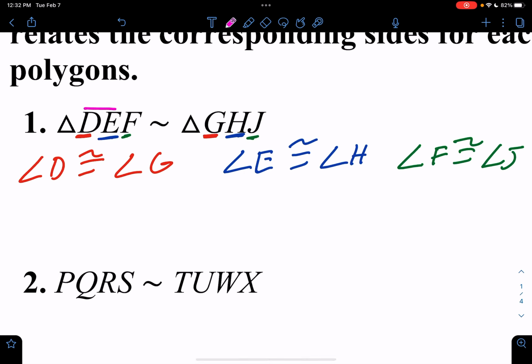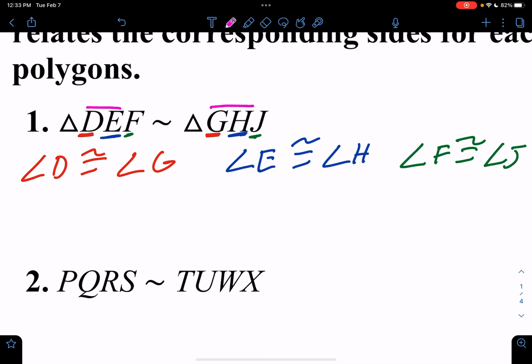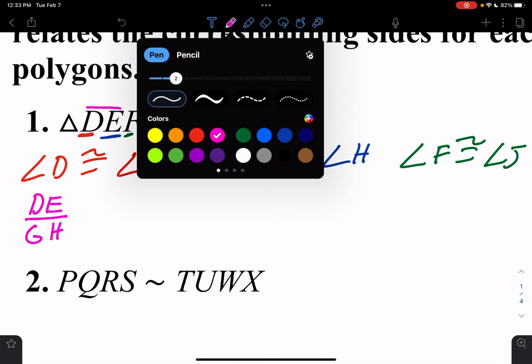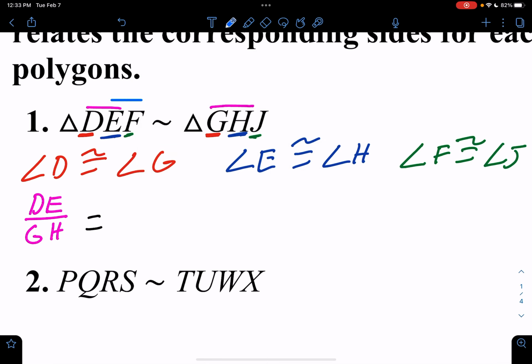So the first side that I'm going to look at is going to be side DE. And side DE is going to be compared to side GH. So I can say DE is to GH just as EF is going to be to HJ and just as DF is going to be to GJ.